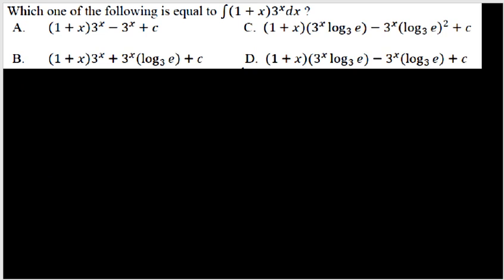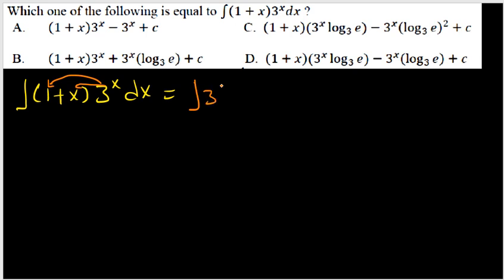The second one, the integral (1 plus x) the whole times 3 to the power of x dx. This one we can write it as, don't forget this 3 to the power of x can multiply each of them, this one and this one. It will be the integral 3 to the power of x dx plus the integral x 3 to the power of x dx.